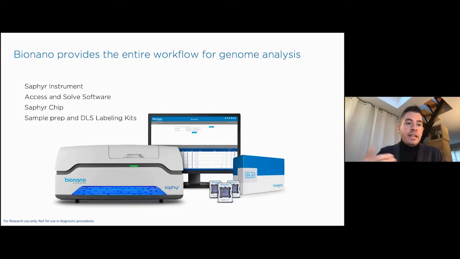So we provide the entire workflow for the genome analysis of a cancer sample that includes this Sapphire genome imager, which will scan the DNA, the chip on which the nanochannels are engraved, the chemistry to extract and label the DNA, and of course the software, the Access software I just showed you, and that is free and that you can download directly from our website. We also provide datasets if you want to play with them.